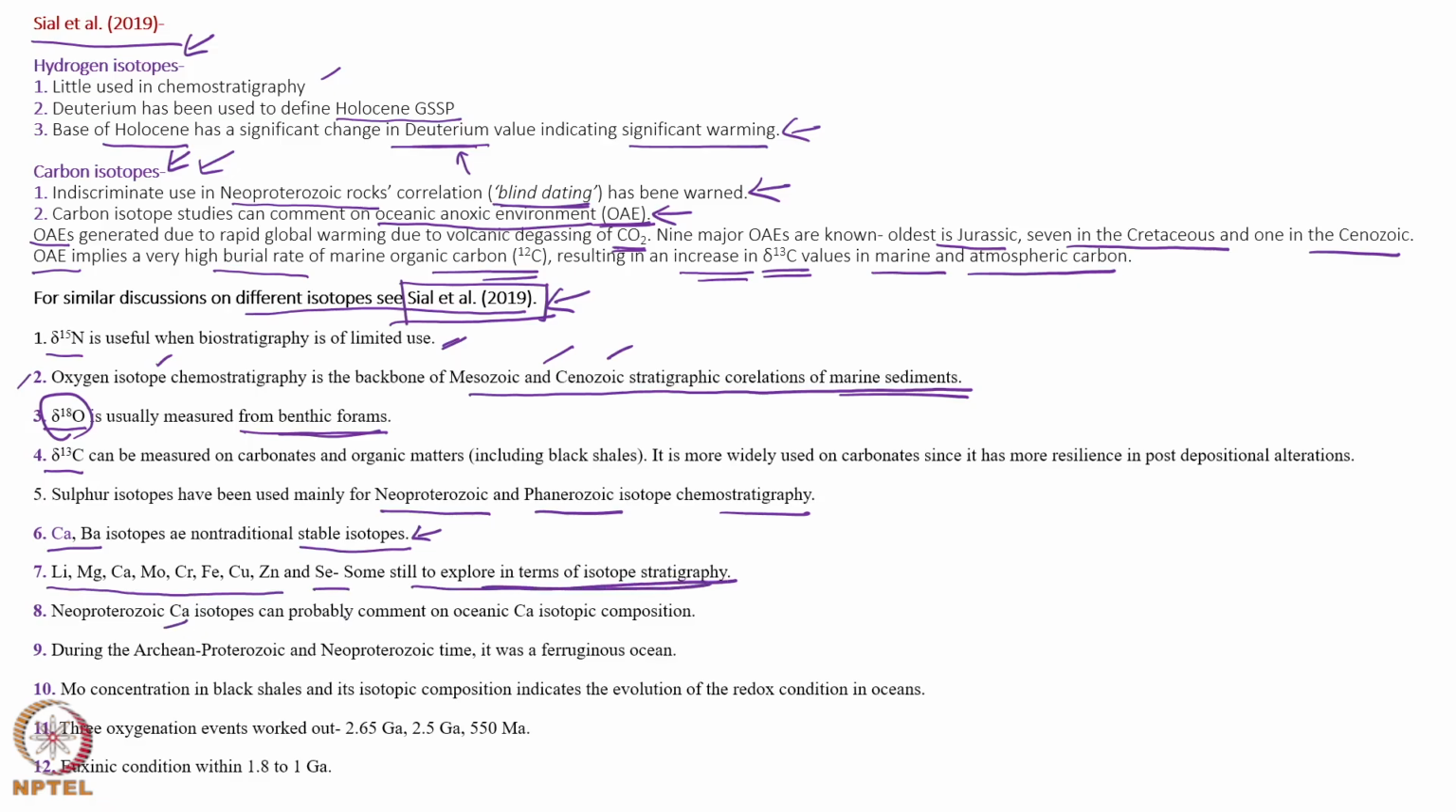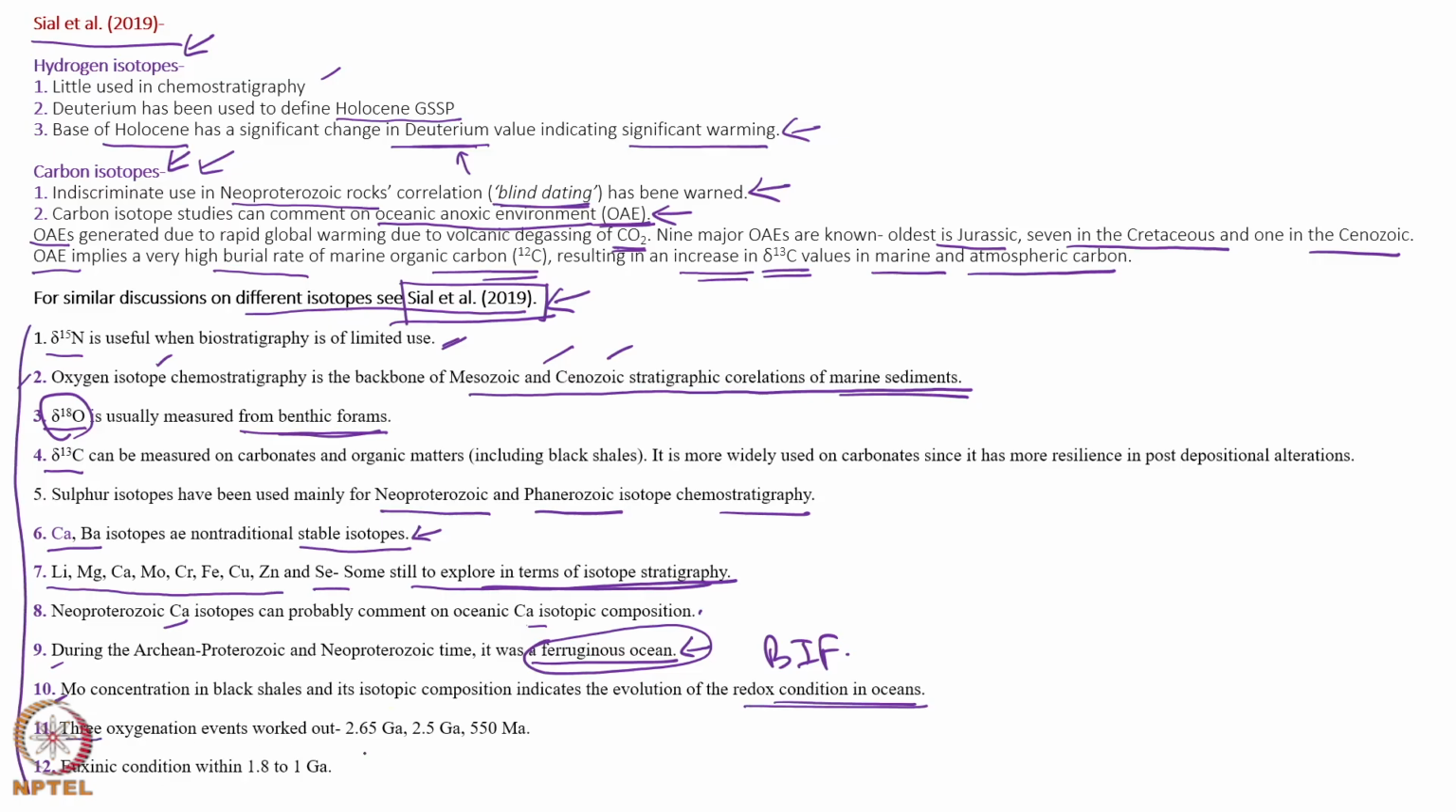Neoproterozoic calcium isotopes can probably comment on the oceanic calcium isotopic composition. During the Archean, Proterozoic and Neoproterozoic time, it was a ferruginous ocean. Later on, the ferruginous ocean changed to a different geochemistry. Mo concentration in the black shale and the isotopic composition indicate the evolution of the redox condition in the ocean. These are some of the end conclusions, not getting into the detail.